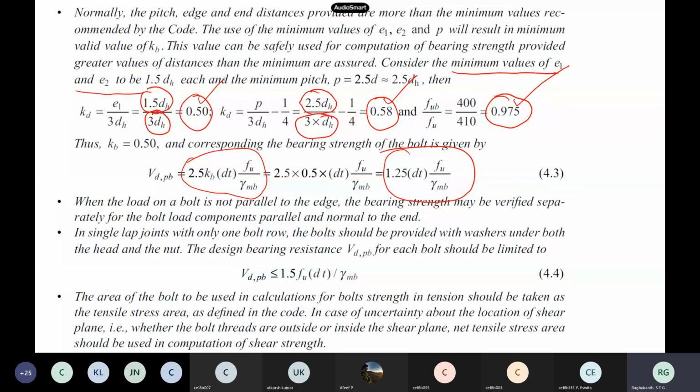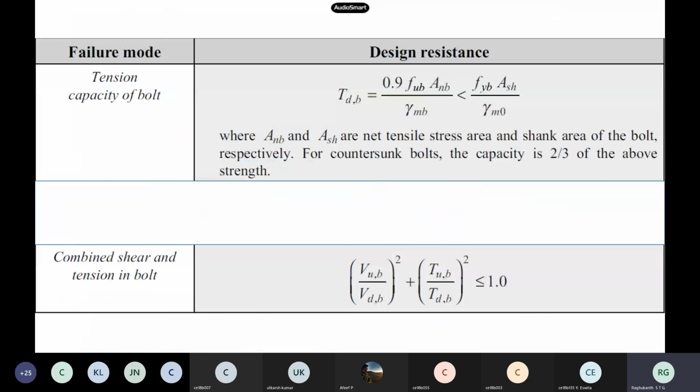Now, for a single lap joint, this gives a nice guideline. This way you can find out the bearing strength. Then we can find out the shear strength. Next comes the tensile strength also.